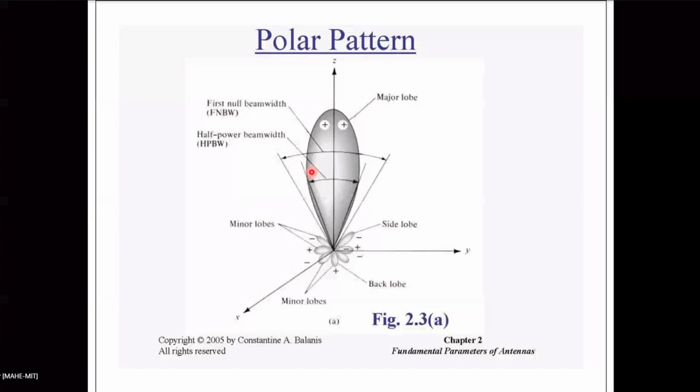Yes, sir. For an ideal directional antenna, there is no side lobe. Directional means it intends to send all the power in one particular direction. An ideal directional antenna should send power only in one particular direction, so it should not have any side lobes.